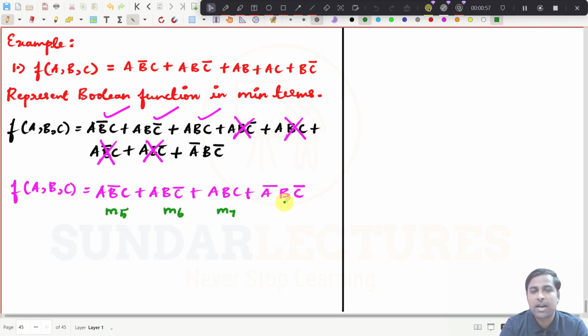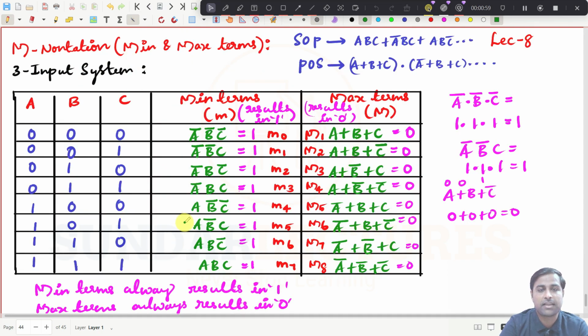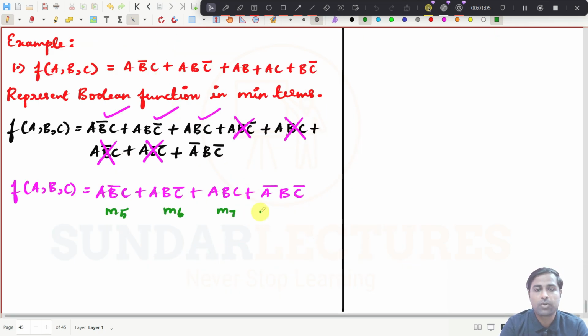And then A bar, BC. Where is A bar, BC? A bar, BC is here. What is this one? M3, right? So this will be M3, right?